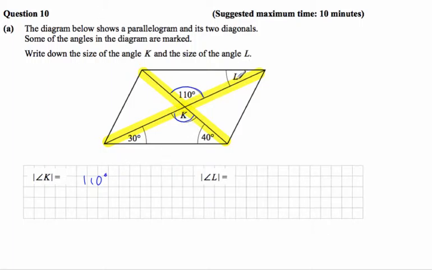Okay, so now if we're looking at the angle L, what you could spot there is that the angle L is enclosed in a Z shape here. So in a Z shape, the two angles in the corner of the Z shape are meant to be equal to each other. They're called alternate angles. So the angle L up here will be equal to this angle here, the angle 30. So L is equal to 30 degrees because it's alternate to this.